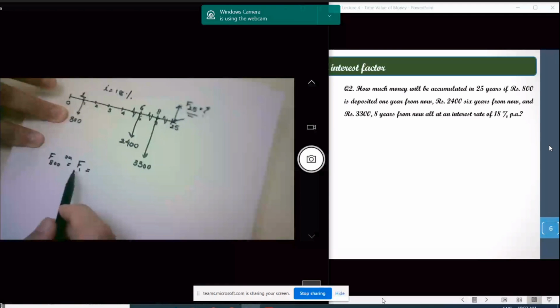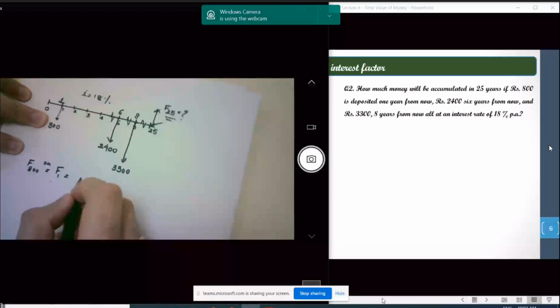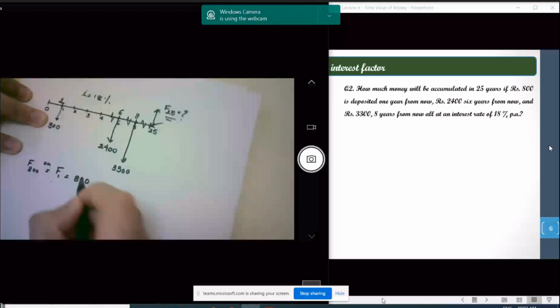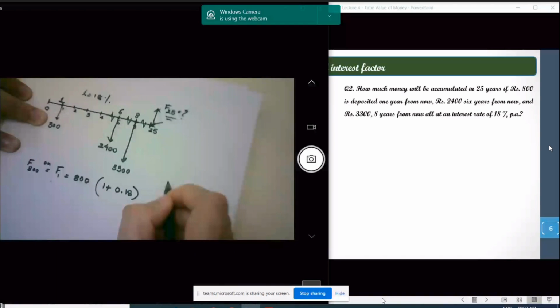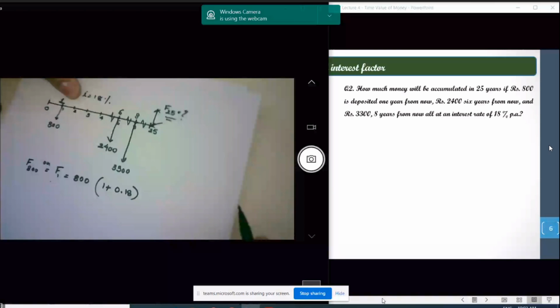So how are we going to do it? This will be the value of P now, that is 800. If you are going to use the equation, 1 plus i, which is 0.18, to the power n. So what is the value of n here for 800? Anyone?